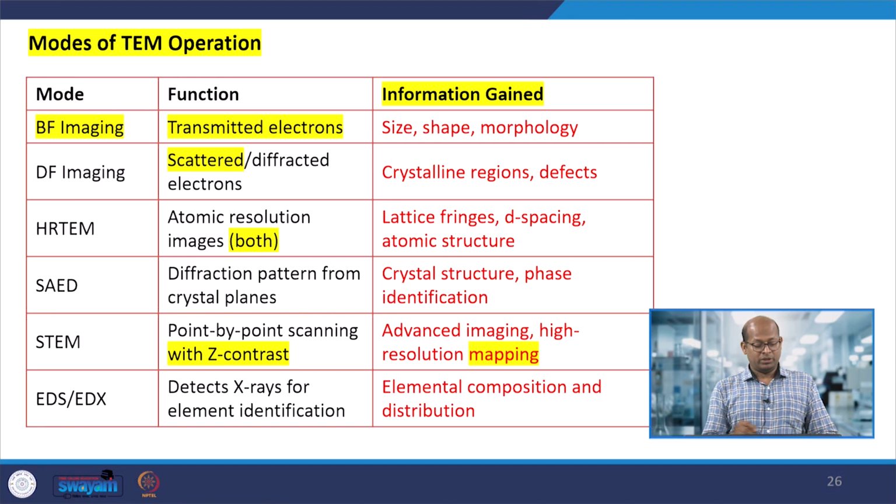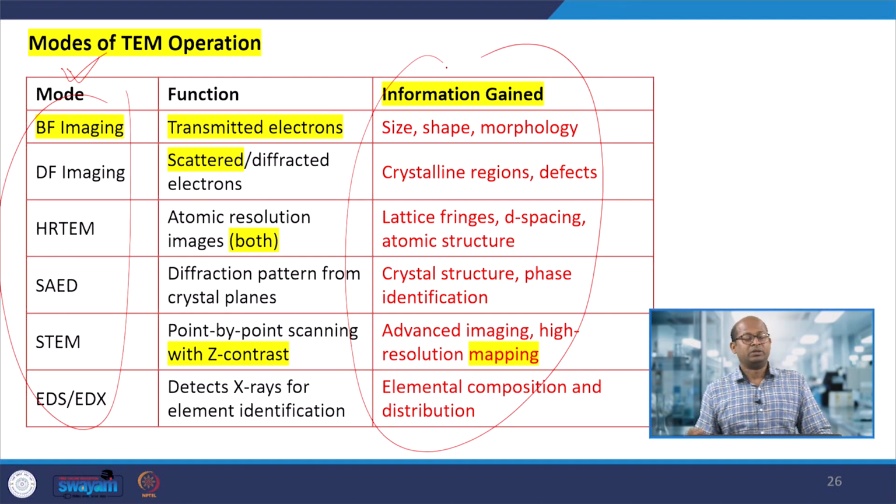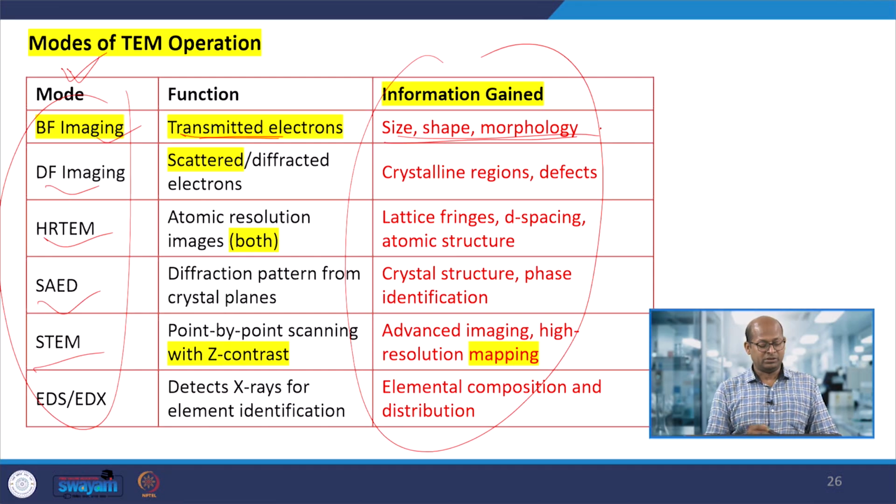Okay, so here you can see particular modes of operation, and based on that, the information we can get by using a particular mode: BF imaging, DF imaging, HRTEM imaging, SAED. Using these particular modes we can get specific information about the materials. BF imaging uses the transmitted mode of electrons, so shape, size and morphology of the materials can be obtained. In DF, we use diffracted electrons, and we can see crystalline regions and defects, whether the material has them or not.